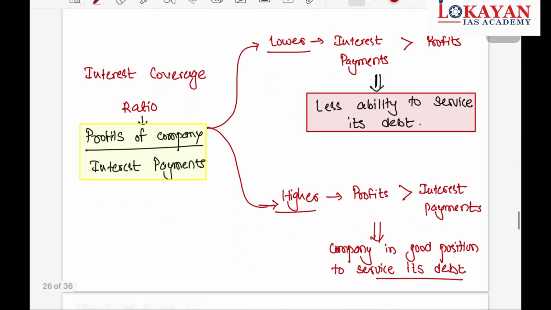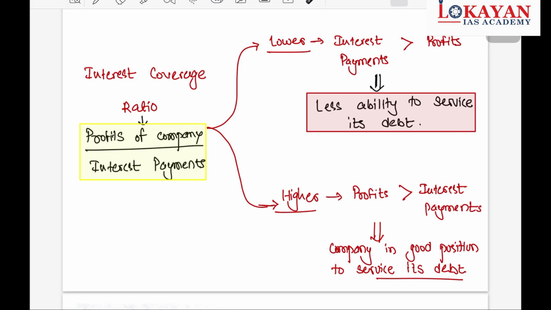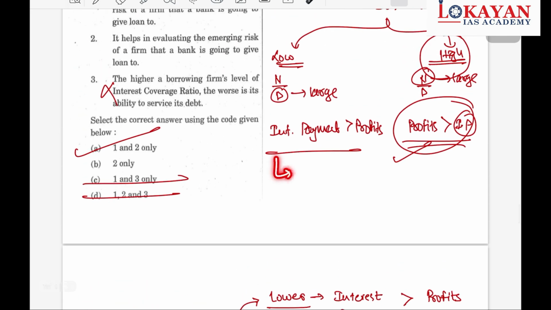You can pause the video and look at here. Interest coverage ratio is profits of company to interest payment. Interest payment means what the company has to pay on its debt, not the interest payment that it is going to receive. Whenever there is a lower interest coverage ratio, it means interest payments are more than profit, so less ability to service its debt. Please understand it carefully. Whenever there is a higher interest coverage ratio, then the company is in a good position to service its debt. And whenever the interest payments of a company are more than the profit, then these firms are known as zombie firms.